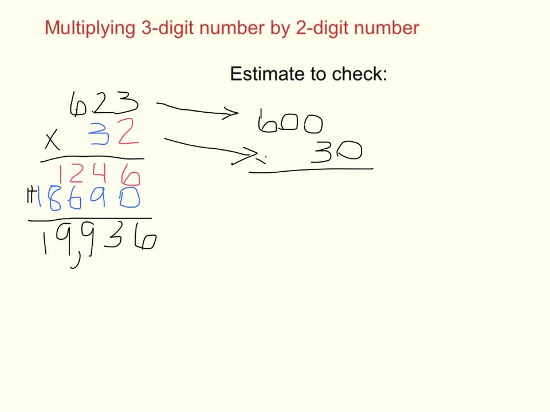I am using one of the methods from the shortcut where I'm going to put my 0 down here and then take 600 times 3, which gives me 18,000. And when you get into the 10,000s, that's pretty close, so our answer is reasonable.